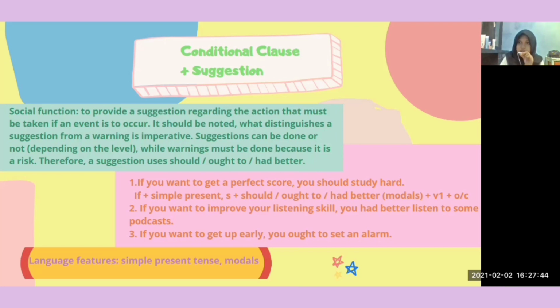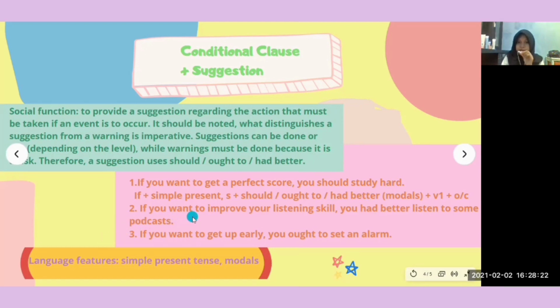Therefore, one uses should or ought to or had better. For examples, if you want to get a perfect score, you should study hard. If plus simple present, subject plus should or ought to or had better as the modals, plus verb 1 and plus object or complement. If you want to get a perfect score, use a simple present tense, you as the subject, should as the modal, study as the verb 1, and hard as the complement.